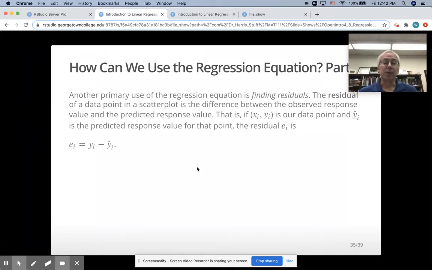Another thing that we can do besides prediction is to find the difference between what was predicted for a data point that's in our data set and the actual response. A residual is the difference between an observed response and that which would be predicted by the regression equation for that data point that's in our data set already. So if (xi, yi) is the data point and yi hat is the predicted response, the residual is the observed minus the predicted, yi minus yi hat. So again, observed minus predicted. The order of subtraction matters.